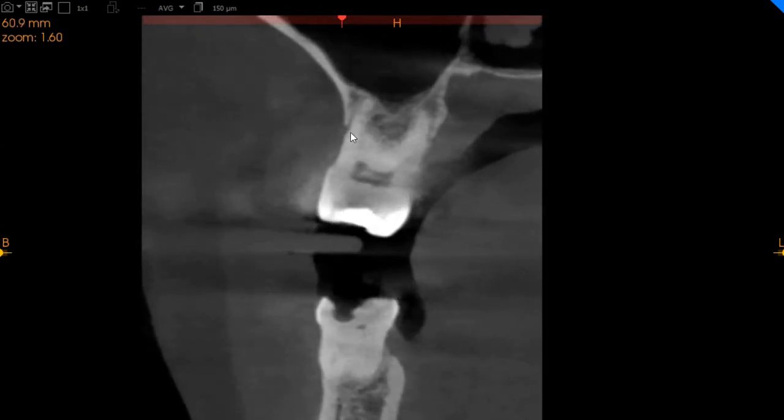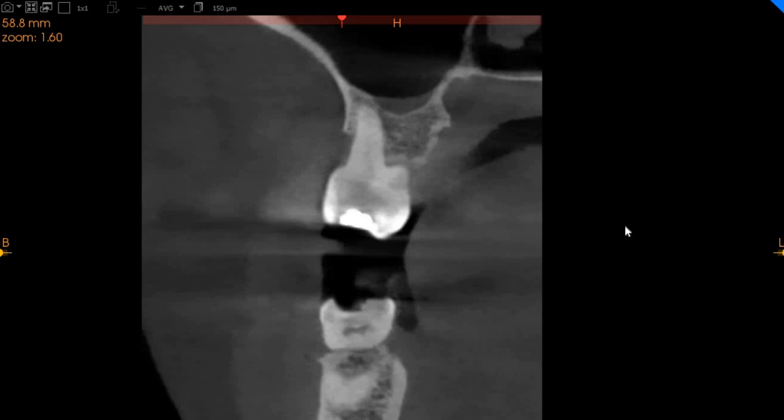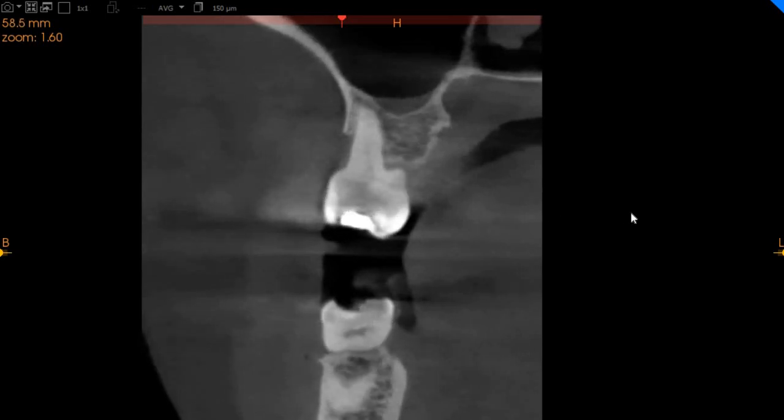Moving to the upper right 6, the upper right 6 has a restoration present in it. This is the palatal root, and you've got the MB root, the mesiobuccal root, and you've got MB1 and a slight MB2 present as well. This is the distobuccal root, as you can very clearly see. You've got shorter roots and a huge bulbous crown.